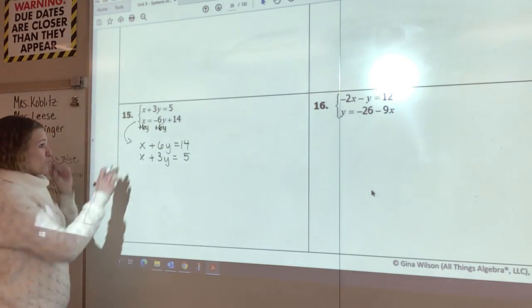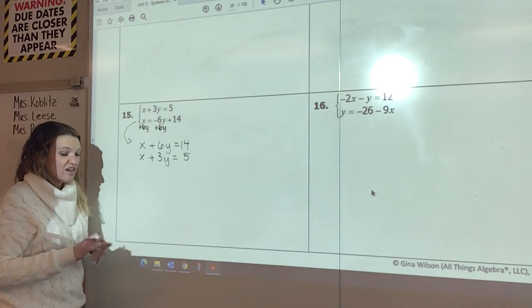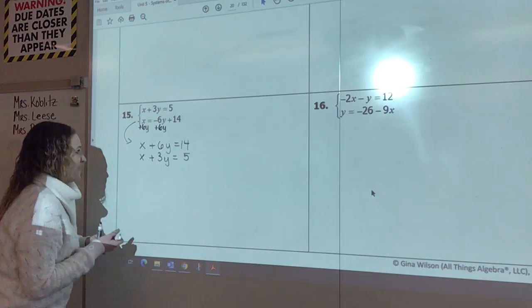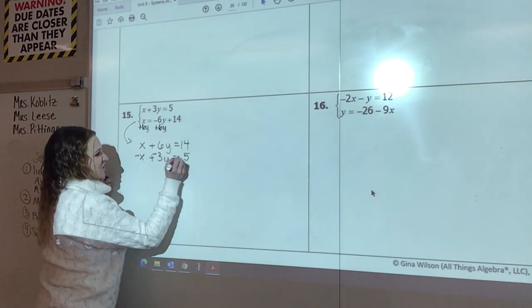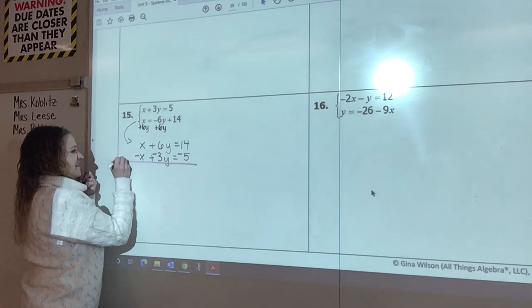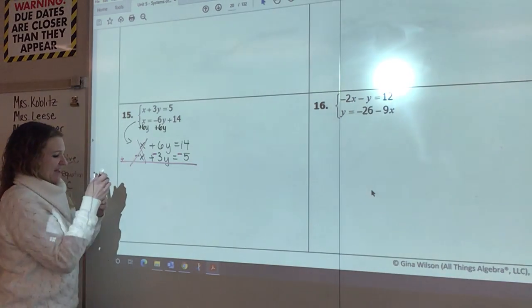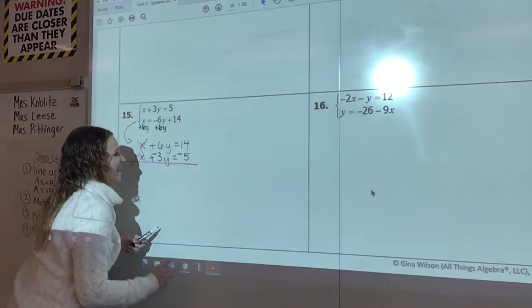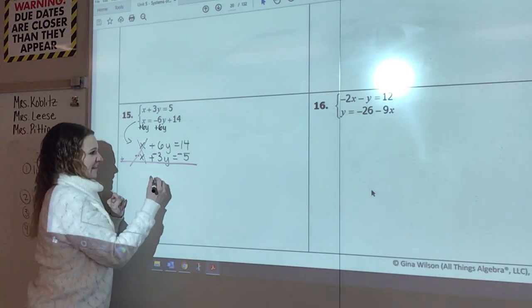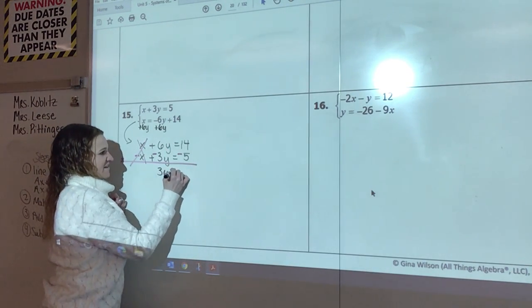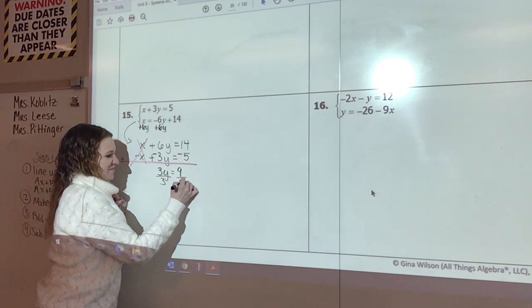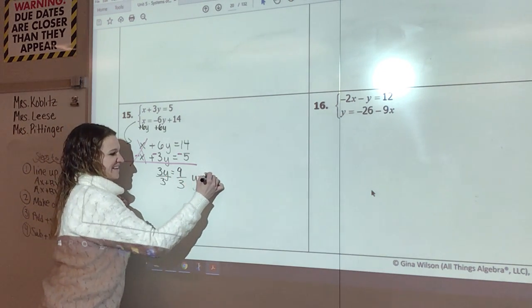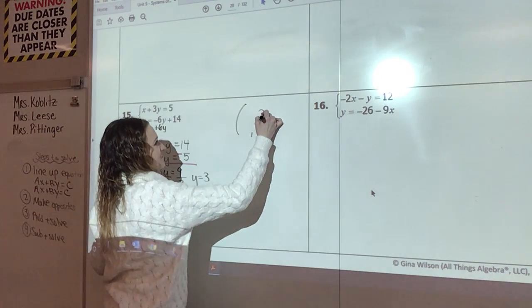I'm going to need one of my x's to be a negative in order to eliminate. So if I multiply the whole bottom equation by -1, it would change all of my signs, and I can eliminate my x's. Now I'm going to continue by adding down. 6 plus -3 would give me 3y. 14 minus 5 would give me a 9. You divide by 3 on both sides, y equals 3. That's half of my solution.